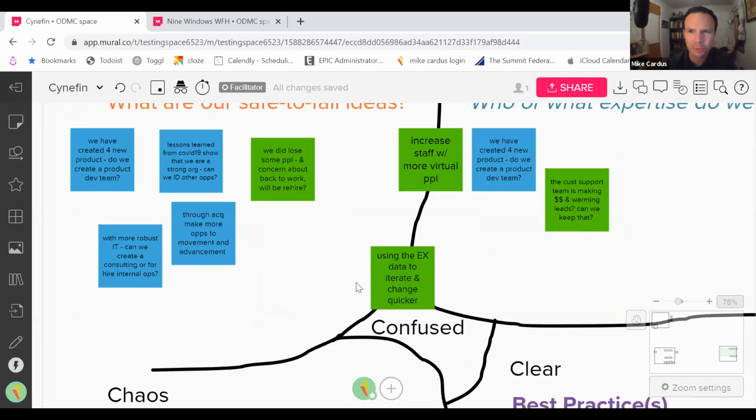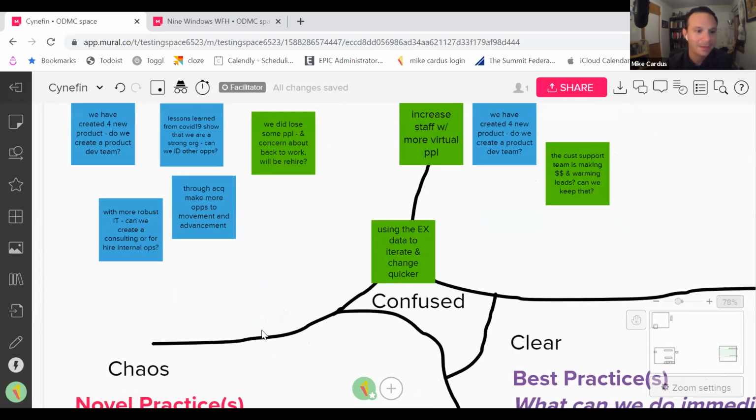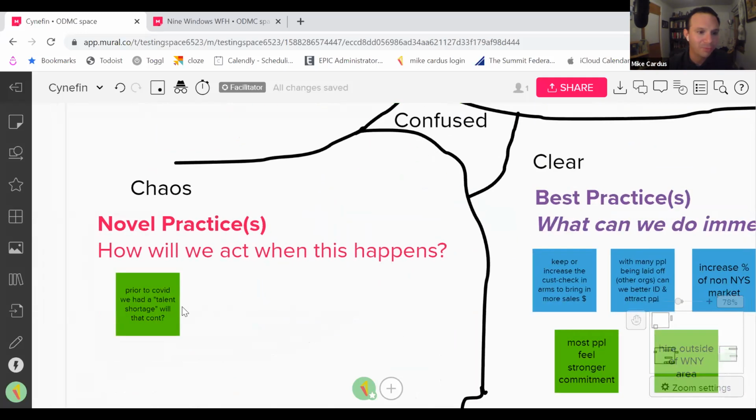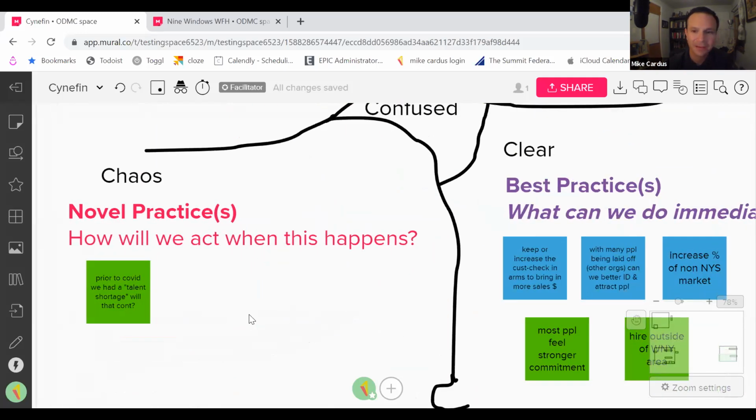We were capturing employee experience data. So we're currently inside the organization capturing how employees experience the workplace and seeing how we can improve retention and recruitment in the organization. Chaos was, prior to COVID, we had a talent shortage, how does that continue.